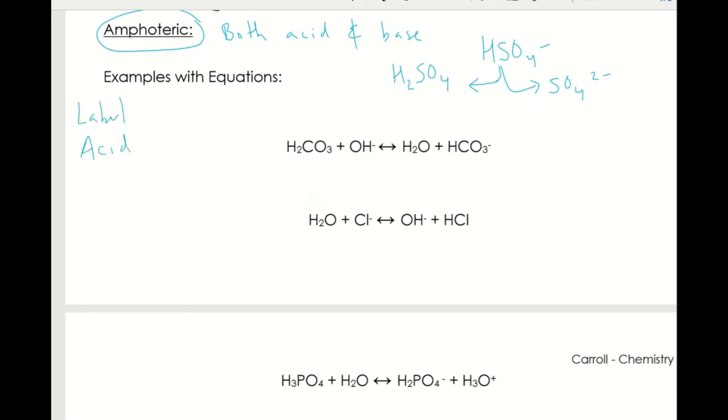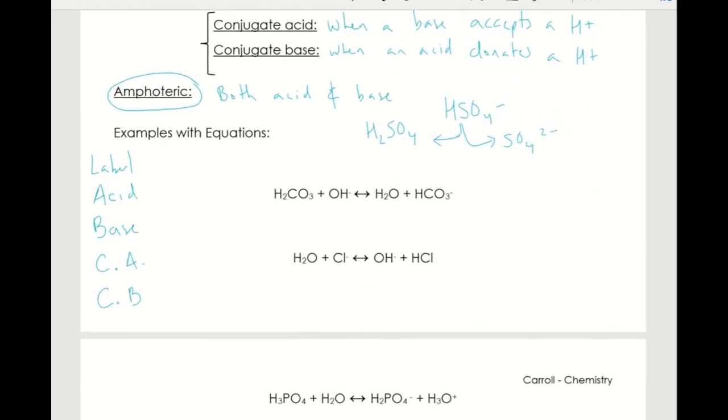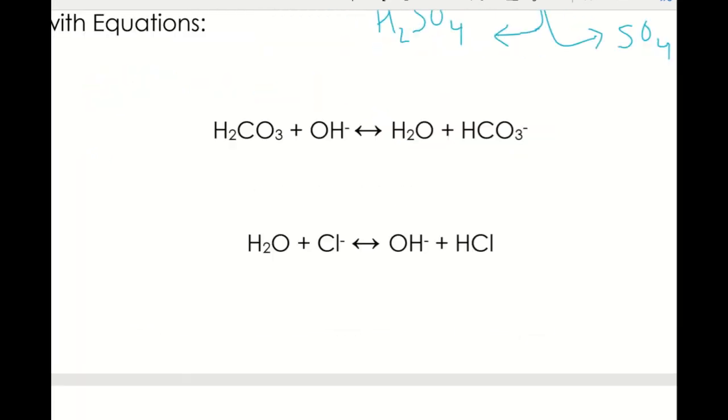So in the homework problems and in these kinds of problems, what we're going to have to do is label which one's the acid, which one's the base, which one's the conjugate acid, and which one's the conjugate base. So let's look at this first problem here. So when looking at these problems, we really need to just look at the left side and the right side separately. So the acid and the base will always be on the left side, and then the conjugate acid and the conjugate base will be on the right side. You just have to decide which one's which.